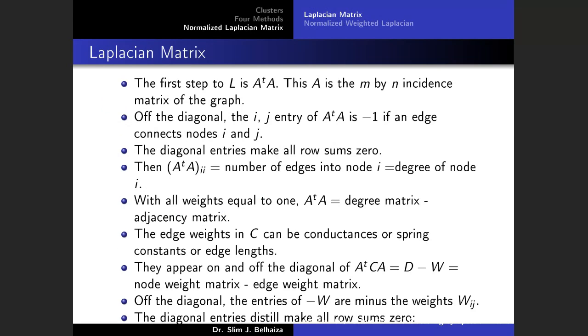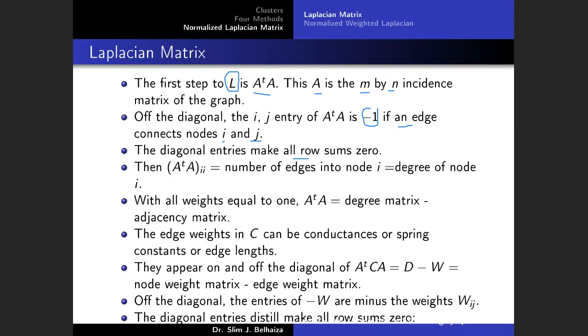So now let's talk about what we call the Laplacian matrix. If you remember, last time, before we started lecturing, we talked about the Laplacian matrix of a graph. So the first step is to define L, which is ATA, where A is what we call the incidence matrix. This is an M by N incidence matrix of the graph. Off the diagonal, the ij entry of ATA is -1 if an edge connects nodes i and j. And the diagonal entries make all rows sum to 0.